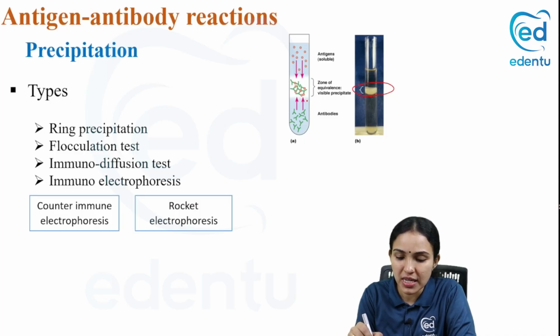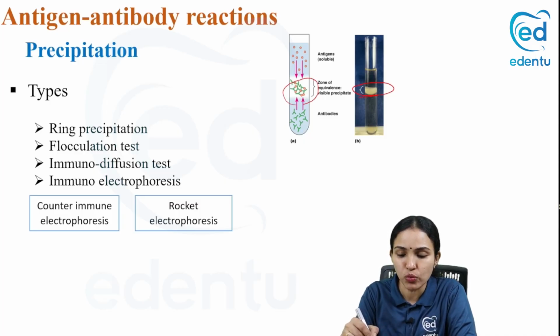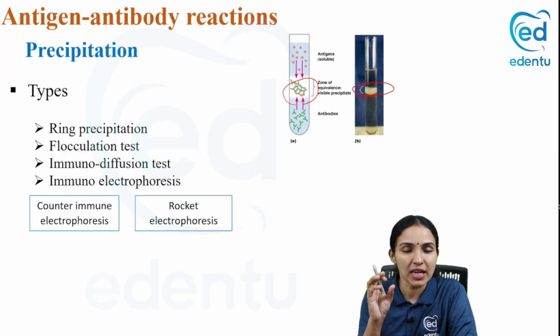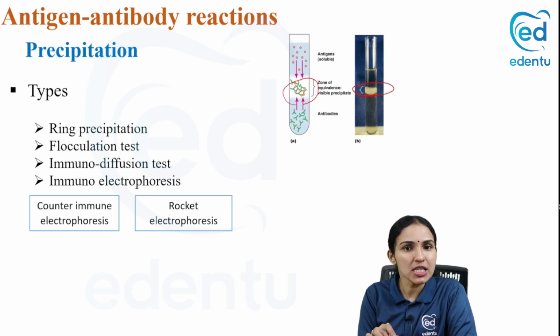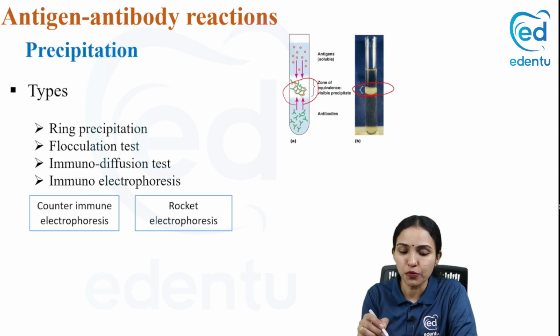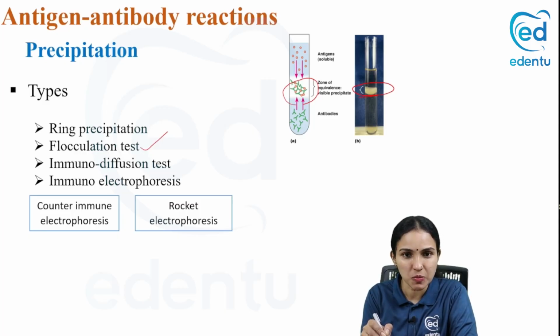This is the place where there is a zone of equivalence. Antigens move from above, antibodies move in between, they meet. At a zone of equivalence, you get the precipitate formation. So in this tube, you can see that ring formation. Ring precipitation is a common kind of precipitation reaction. Other than ring, the one which we have already learned, the flocculation test, is another type of precipitation.